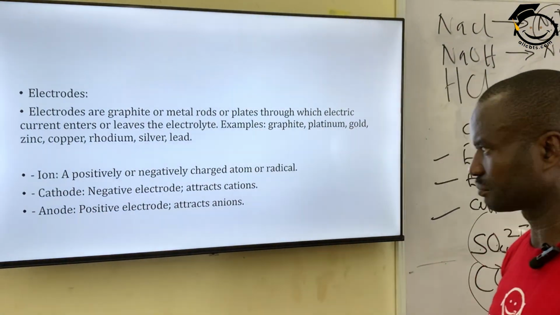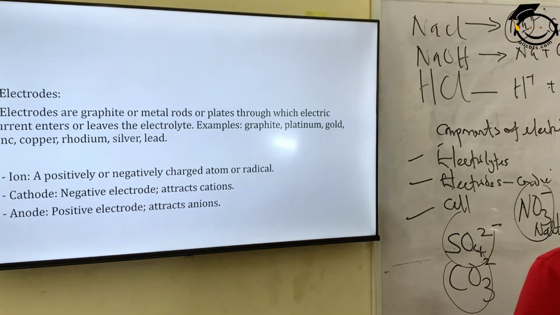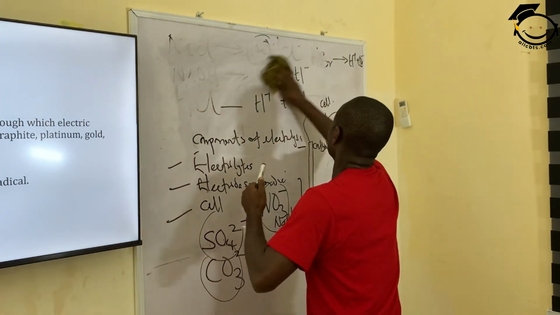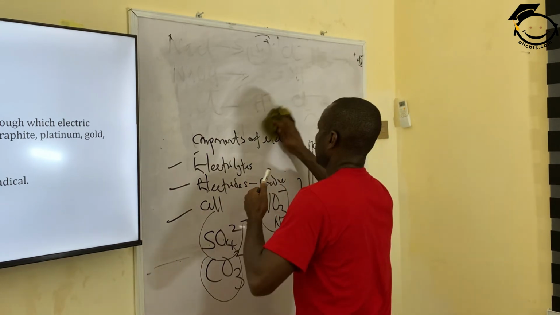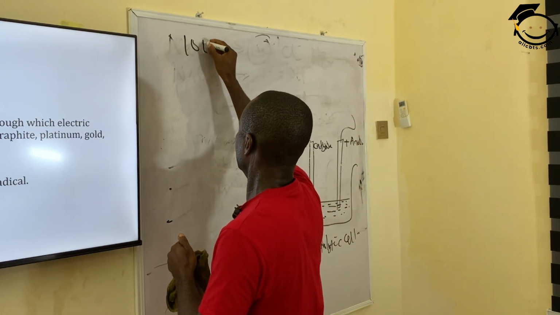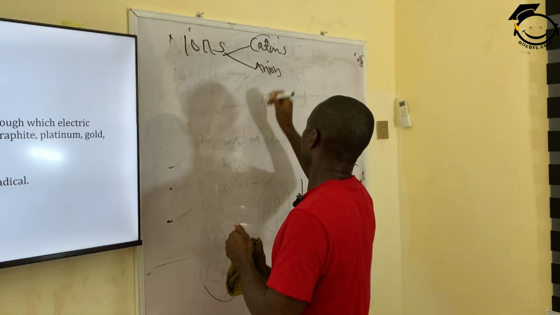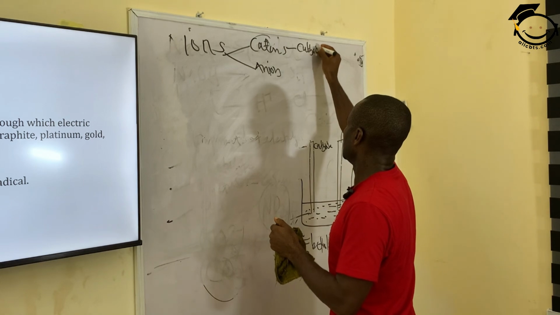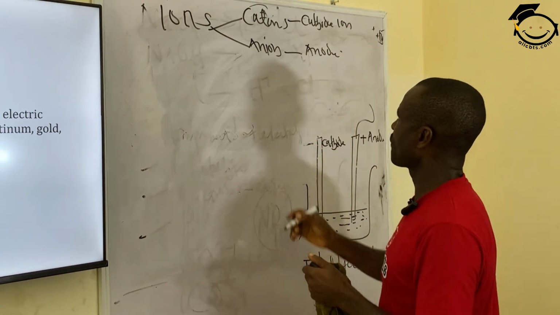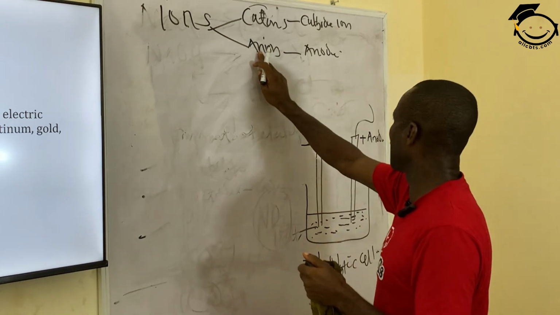Then we have two types of ion. We have the positively charged ion and the negatively charged ion. The positively charged ions are called cations. We have the cations and what? The anions. When we say cation, it means cathode ion, an ion that is attracted to the cathode. Anion means anode ion. And of course, we said our cathode is negatively charged, while our anode is positively charged.